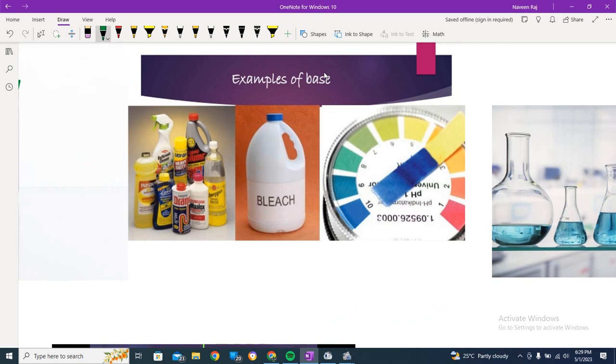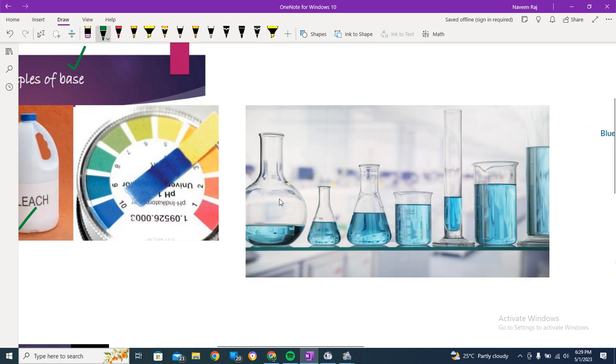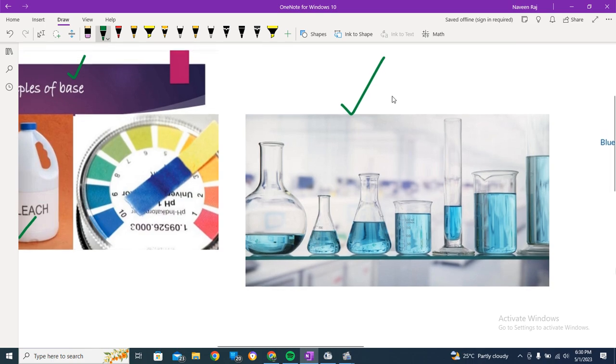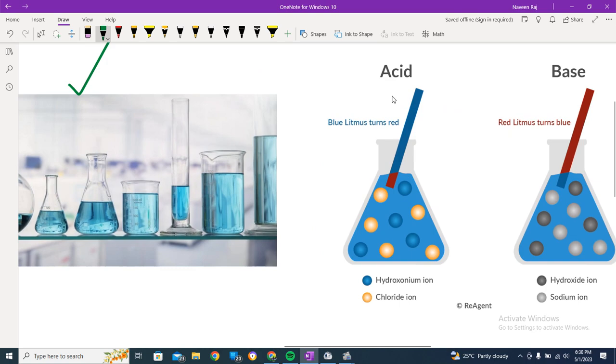Now the base is the opposite of acids, and here again we have got some diagrams and a very common example of a base, that is bleach. While the property of the base is to turn blue in response to litmus paper or any other tracker of whether the substance is an acid or a base.